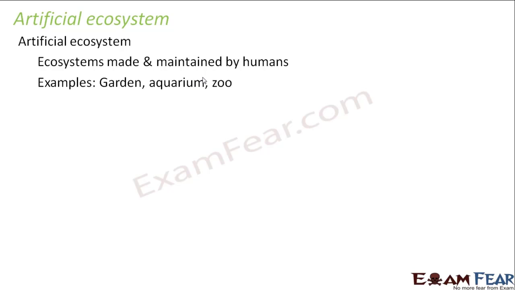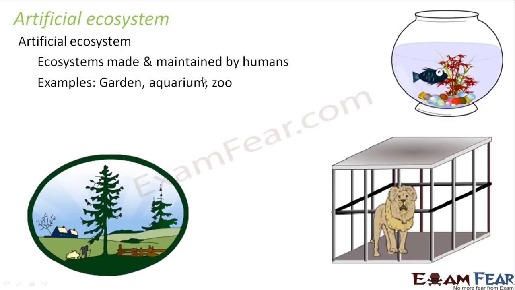So garden, aquarium. You can consider that aquarium as a small pond, an artificially created pond, right? So aquarium, zoo, where we keep a variety of animals. Zoo is again an artificially created forest. It is not exactly like a forest. Here you generally have the animals inside cages, right? So these are some of the examples of ecosystem.